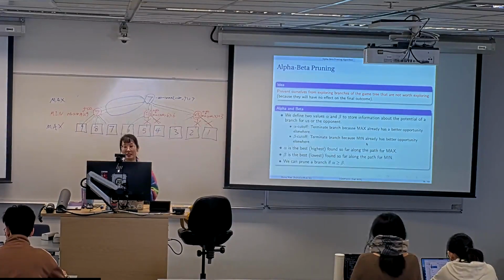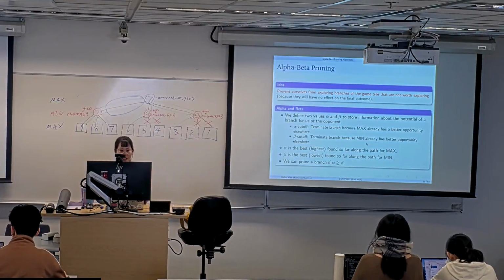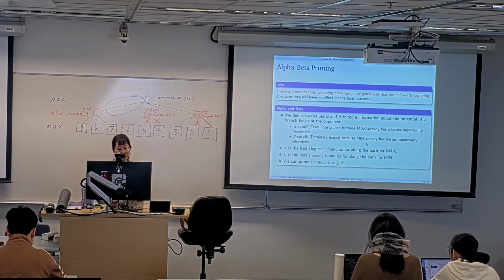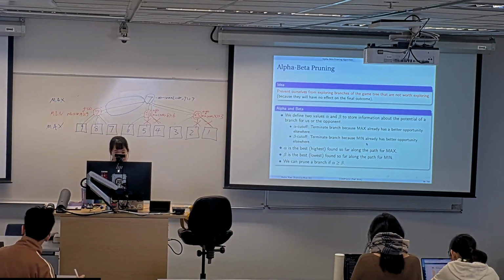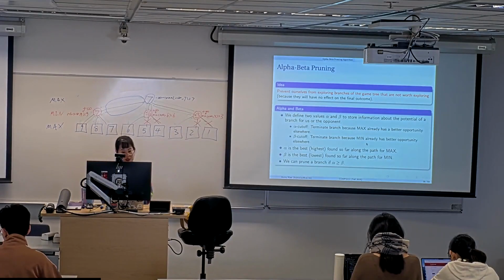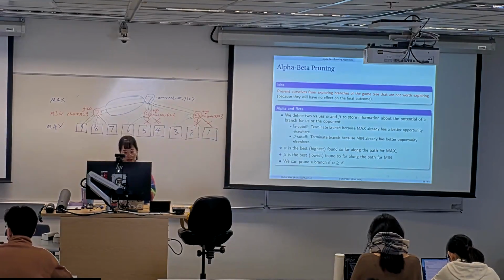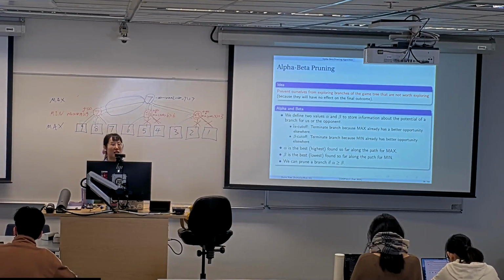And then we get the alpha beta pruning concept. The alpha beta pruning idea is to prevent ourselves from exploring the branches of the game tree that are not worth exploring. Not worth exploring means that they will have no effect on the final outcome. They are not on some optimal path. And for alpha beta pruning, we need to define 2 values, alpha and beta. These 2 values are used to store the information about the potential of a branch for us or the opponent. So alpha cutoff means that we terminate a branch because the max player already has a better opportunity elsewhere.